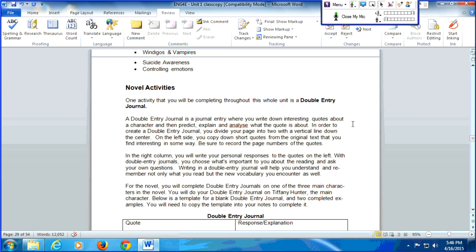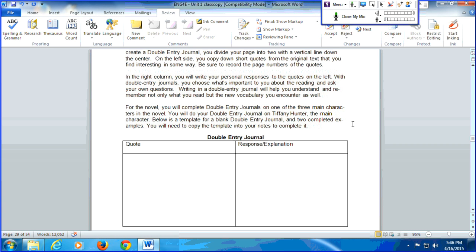In order to create a double entry journal, you divide your page into two with a vertical line down the center. On the left side of your page, you copy short quotes from the original text that you find interesting. Be sure to record the page numbers of the quotes. On the right-hand column, you will write your personal responses to the quotes on the left. With double entry journals, you choose what's important to you about the reading and ask your own questions.